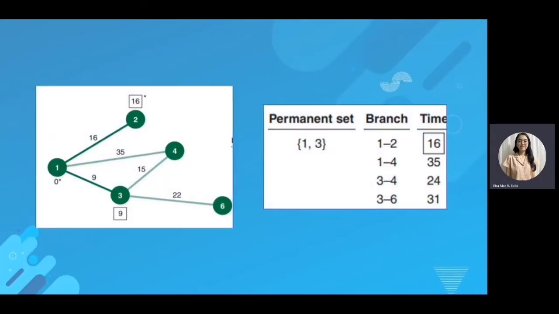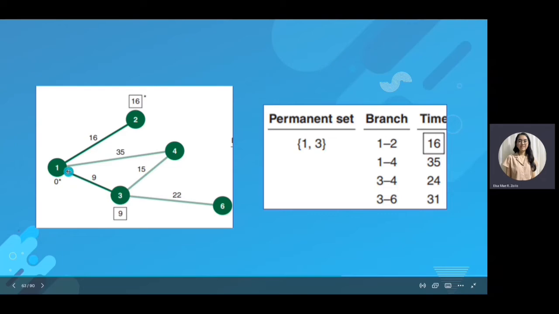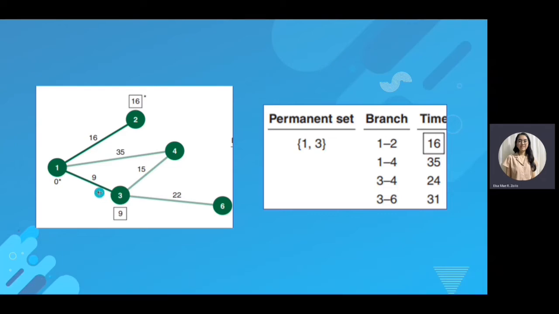Next, ganun ulit yung gagawin natin. Since the node 1 to 3 now belongs to the permanent set, ito yun. I-identify naman natin ulit yung shortest route from node 1 to node 2, 4, and 6.